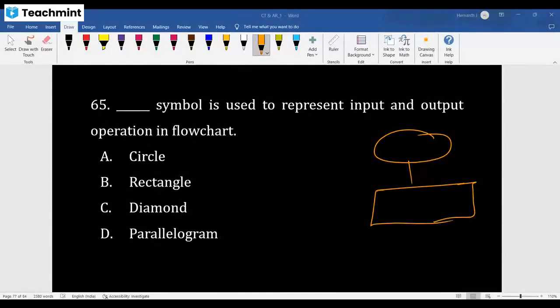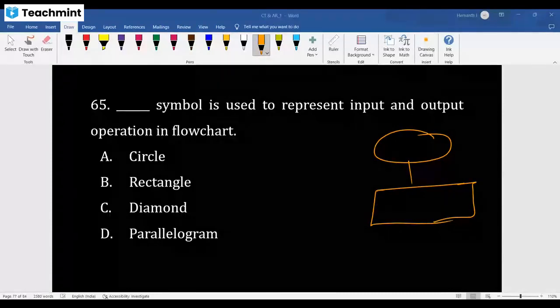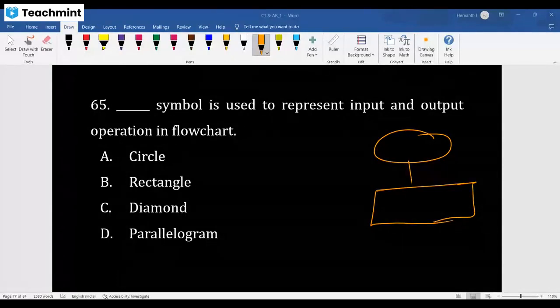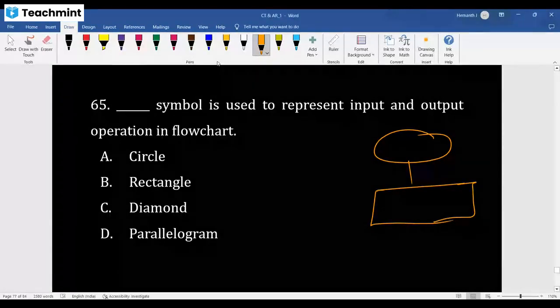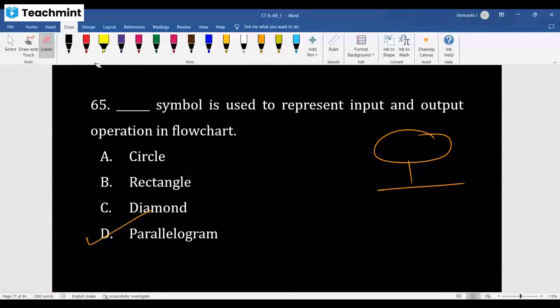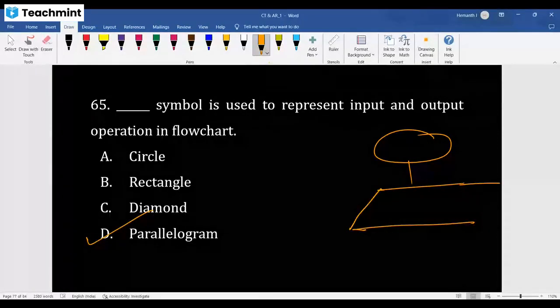For process, you should use rectangle. Rectangle for process. Parallelogram. Yeah, okay, here I have drawn rectangle. That's what you're thinking. Next one.